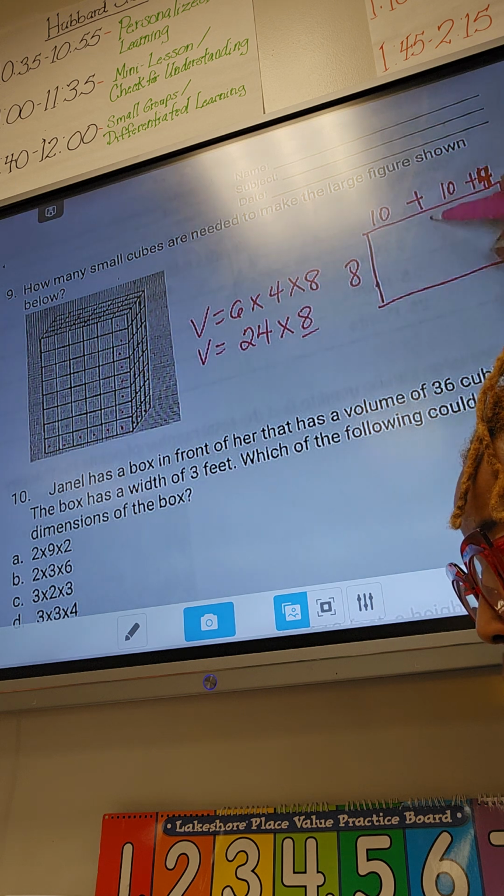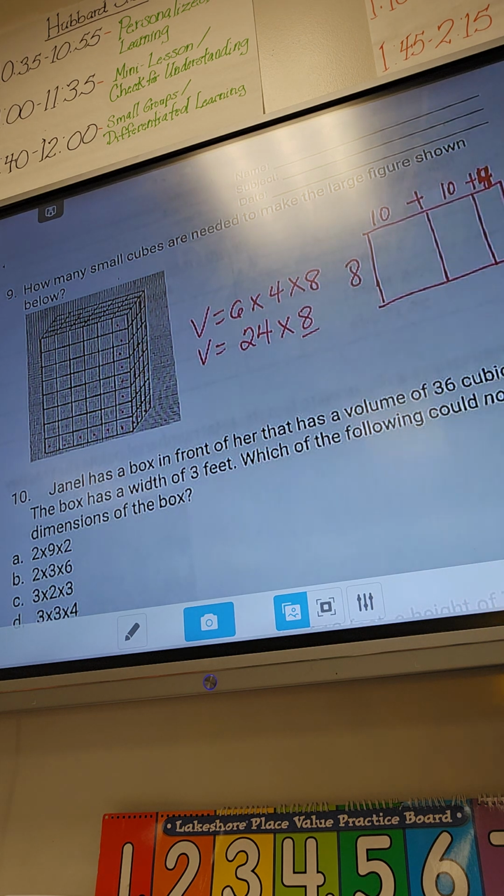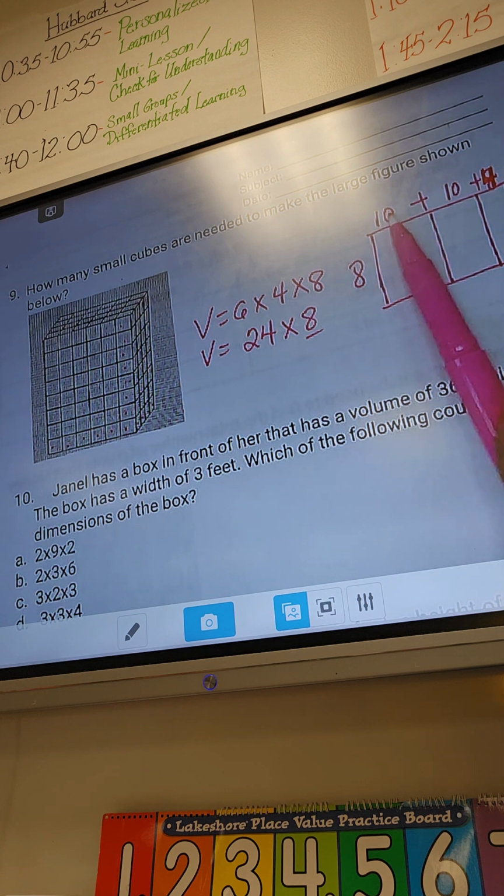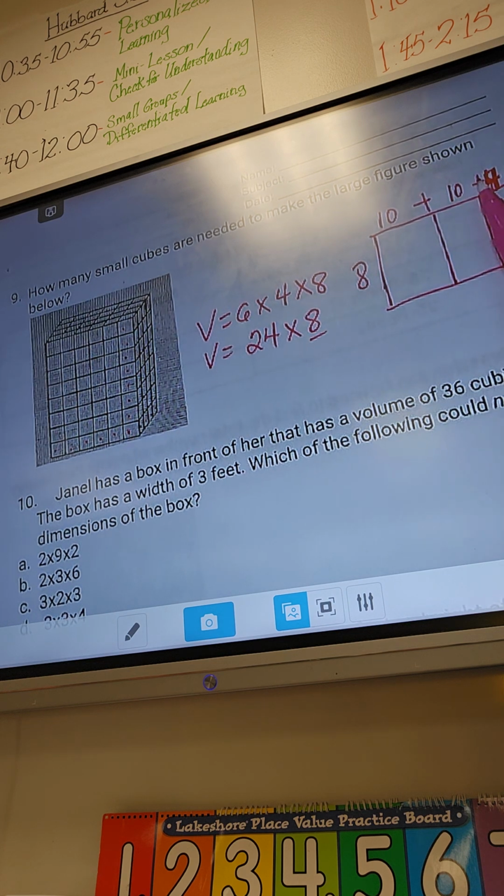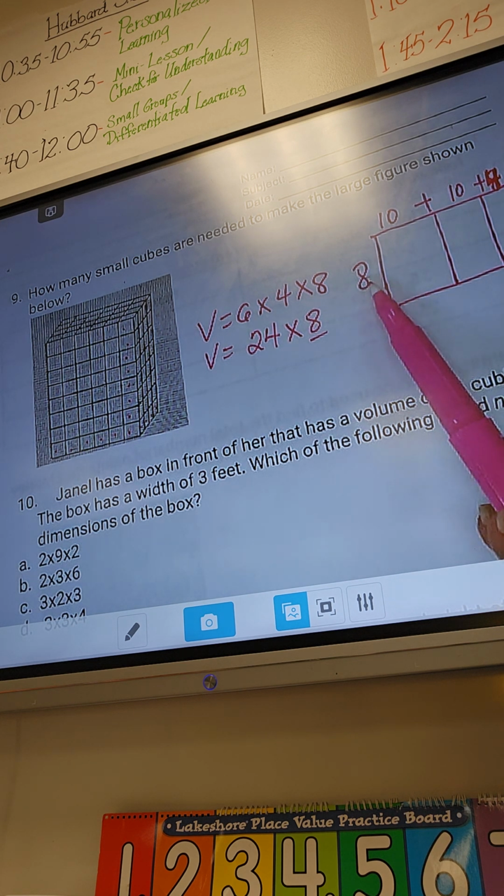Times 8. You could do 20 plus 4. It's up to you. Some people need smaller numbers. So if you need smaller numbers, you break it down even further. Okay? You could do 5 plus 5 plus 5 plus 5 plus 2 plus 2, as long as it adds up to 24. You could break the 8 apart as well if you need to.